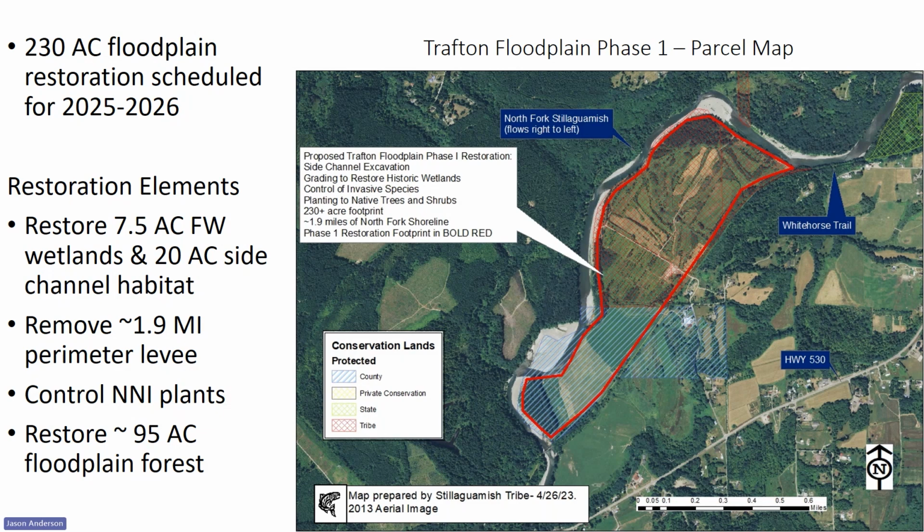The long-term goal of this project is to increase critically important riverine and wetland habitat for fish, wildlife, and bird species, and especially to benefit the abundance and productivity of threatened salmonids, including chinook, bull trout, and steelhead. In the map, you can see the Trafton Floodplain Restoration Project boundary outlined in red. The blue stripes represent Snohomish County property, and the red cross-hatching is Stillaguamish Tribe-owned property. The county and the tribe are partnering on this project, and it's slated to go to construction this summer.